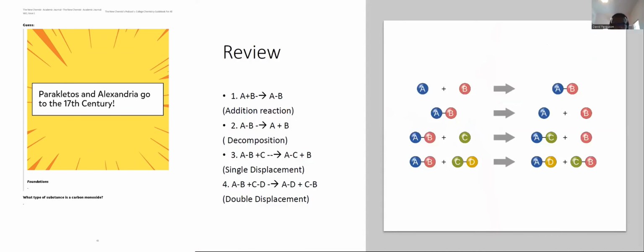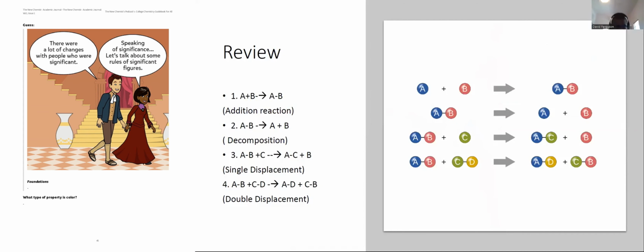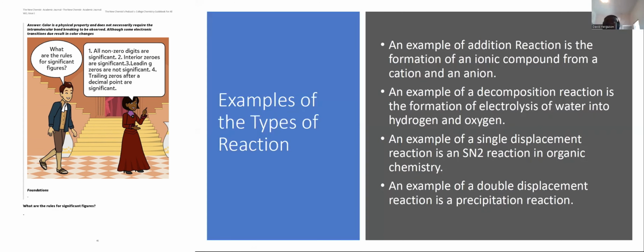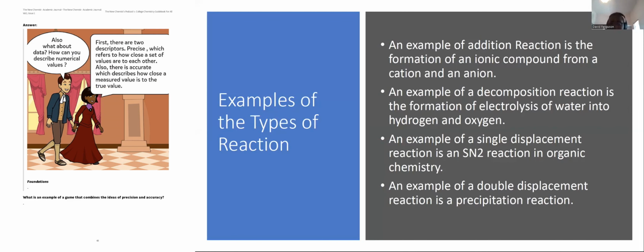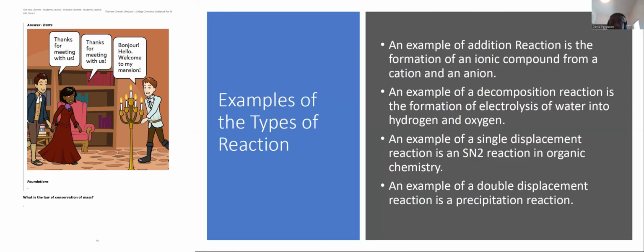So I'm going to proceed, but just remember the different types of reactions. It's important to know those, whether it be addition, decomposition, single displacement, or double displacement. An example of addition would be the formation of an ionic compound from a cation and an anion. An example of a decomposition reaction is the electrolysis of water into hydrogen and oxygen. An example of a single displacement reaction is an SN2 reaction in organic chemistry, and an example of a double displacement reaction is a precipitation reaction.